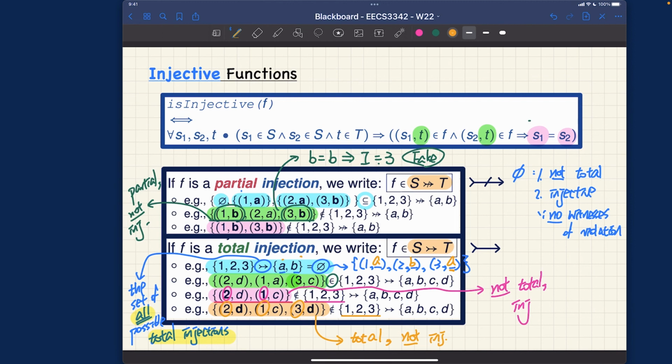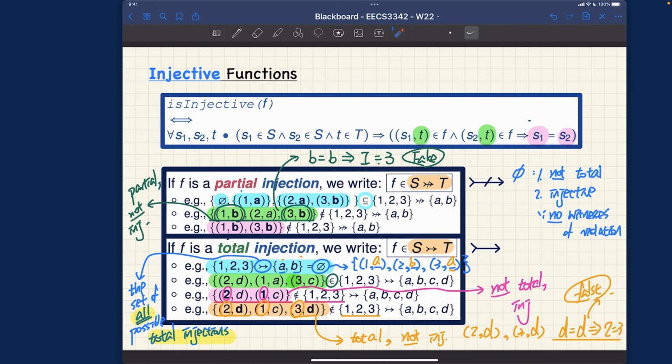If you were ever asked to really justify, that's something you have to know what to write. In this case, for example, you can look at these two pairs, 2D and also 3D. D is equal to D for sure, which implies 2 is equal to 3. This whole implication will evaluate to false, meaning that it violates the injective property. That's why this is not injective, because when these two are the same, the domain values over here must be the same. But in this case, 2 and 3 are not the same.